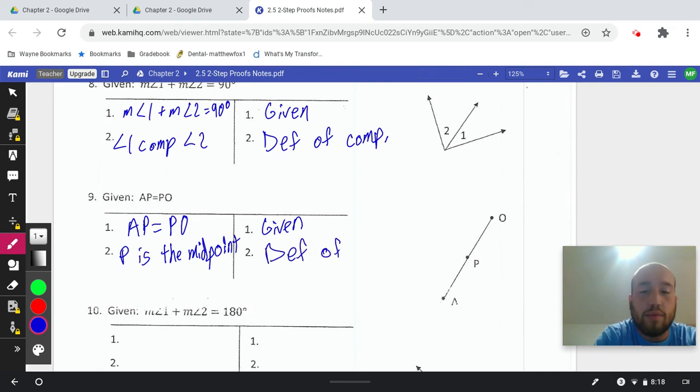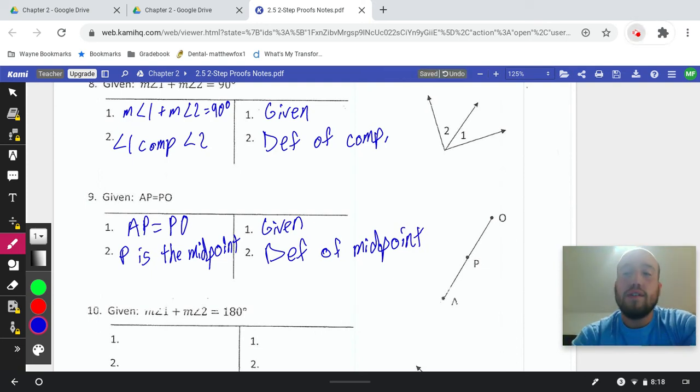So these two-step proofs are very short, but they give us just a little bit of information, something we can conclude using our definitions. So please try today's It's Learning assignment.